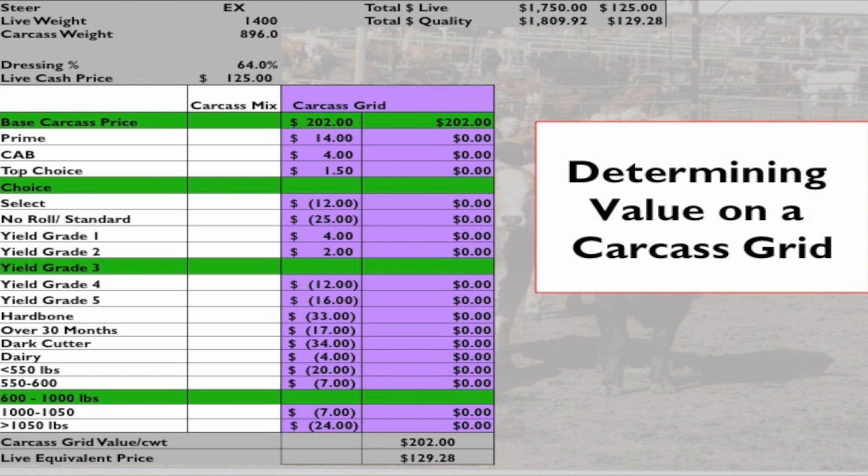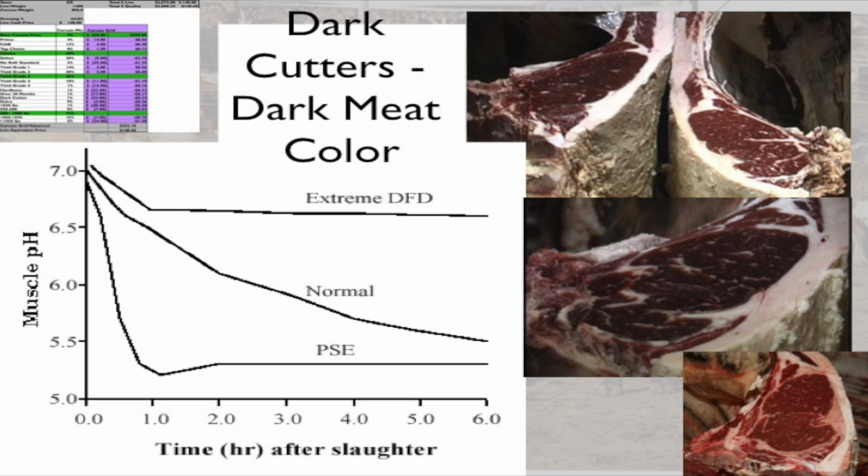Now there are some other items that you'll see on there. One is certified Angus beef, which we'll talk about more in depth in just a minute. Another one is some other discounts, fairly large discounts. Hard bone, over 30 months, dark cutting, and dairy also receives a discount, and then very light and very heavy cattle. Dark cutting is a phenomenon that happens when cattle undergo long-term stress. Generally it's 9 hours to 12 hours long, and that animal, because of that stress, has some biological changes that occur to the muscle.